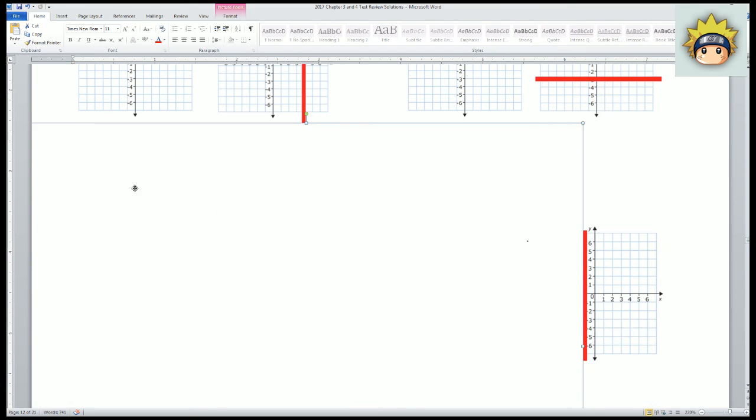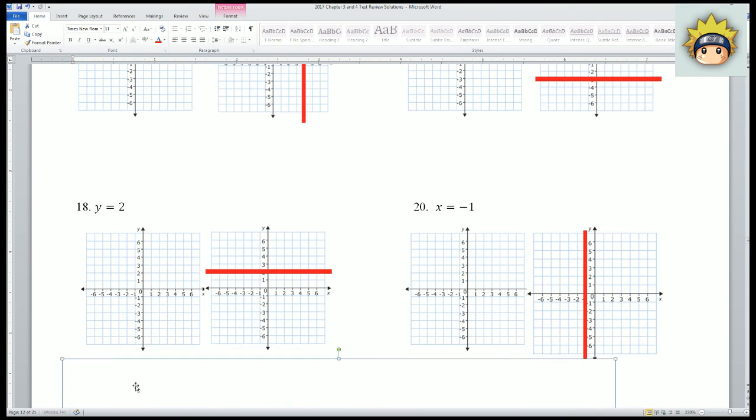Okay? Next, 18. It is a horizontal line because this is the point in which y is always equal to, sorry, negative 2. y is equal to negative 2 here, y is equal to negative 2 here, y is negative 2 here, and y is negative 2 here. This makes up not negative 2, positive 2. This whole horizontal line shows that y equals 2.